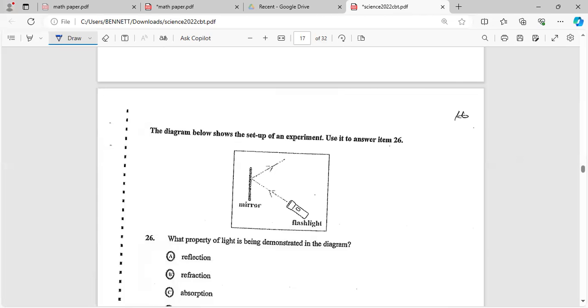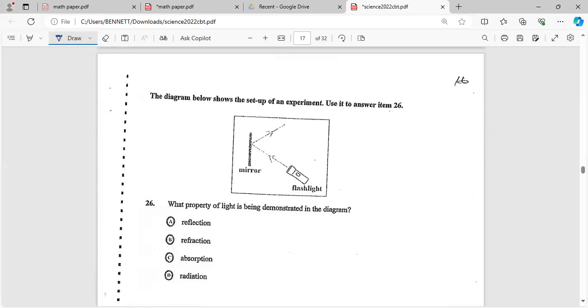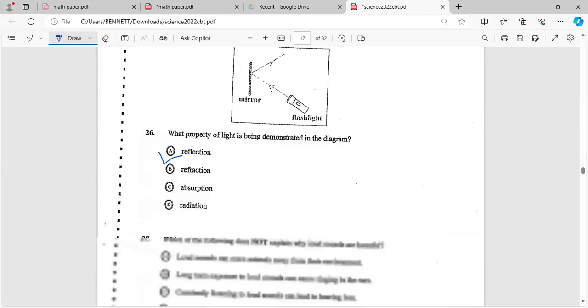All right. The diagram below shows the setup of an experiment. Use it to answer item 26. What property of light is being demonstrated in this diagram? And here we have the flashlight and the mirror and it's reflecting. So 26 is reflection, not refraction, not absorption, not radiation, but reflection. Let's move on to 27.